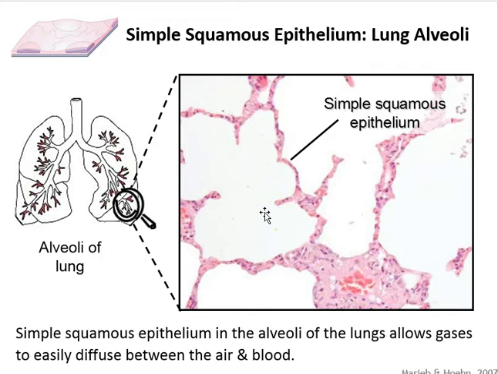Simple squamous epithelia is an excellent tissue to allow this to occur. It provides an adequate barrier between the blood and the air, but it's thin enough to allow diffusion of gases.